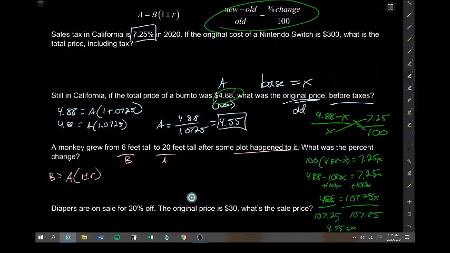But we now know the starting amount. Gosh, I got those backwards. Let's start this over, Grant.